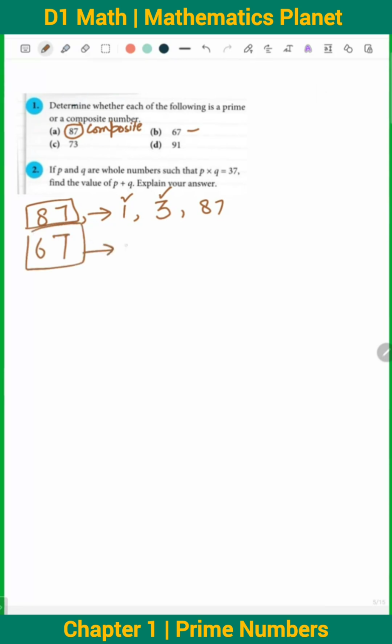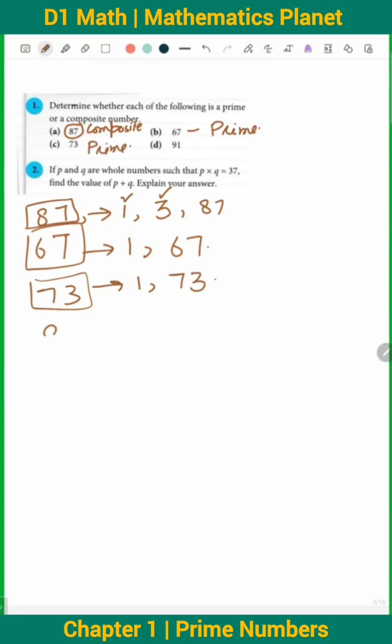Now 67. Tell me, 67 is divisible by 1. Can you find any other number with which 67 is divisible apart from 67? No, so it is a prime number. Okay, 73. What do you say about 73? It is divisible by 1 and 73 itself, so it is a prime number too.